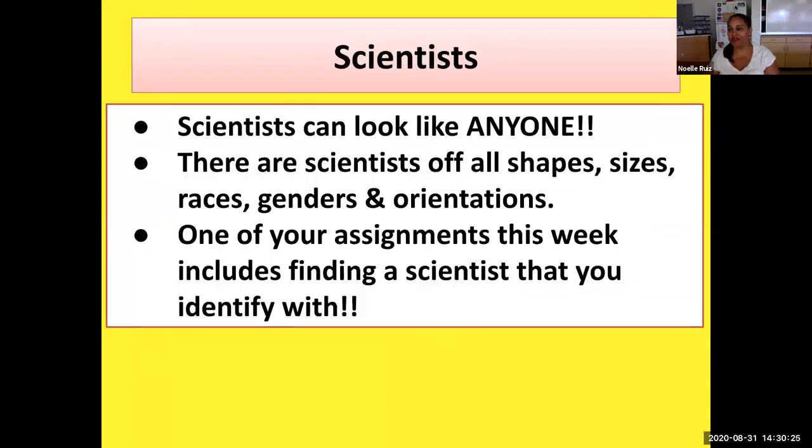So scientists, you don't have to write this slide down. This slide we're just talking about. Scientists can look like anyone. There are scientists of all shapes, sizes, races, genders, orientations. One of your assignments this week actually includes finding a scientist that you identify with. We're going to do a little bit of cyber stalking this week.